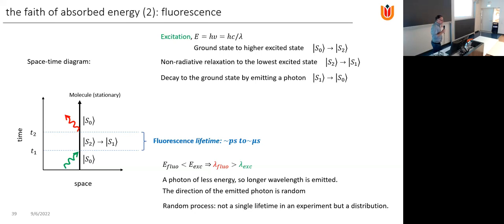What you could not see in the previous diagram, but what you can see here, is that there is a time lag associated with it. The molecule spends some time in this excited state before the new photon is emitted. And in the fluorescence process, that lag time can be in the order of picoseconds to microseconds.